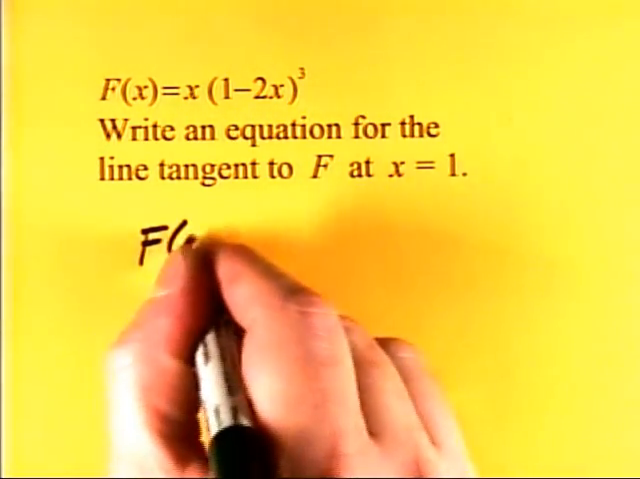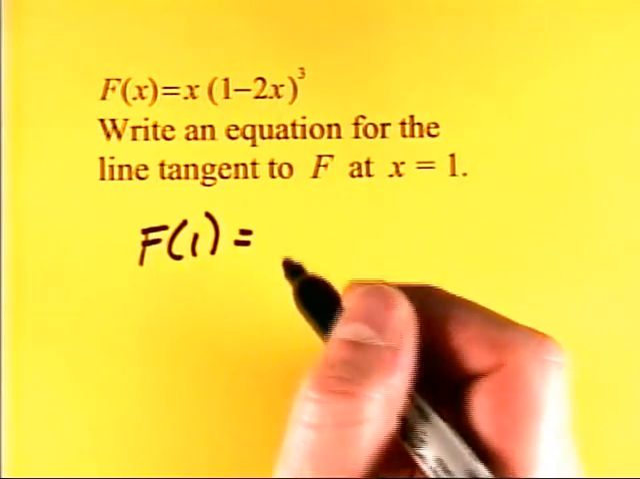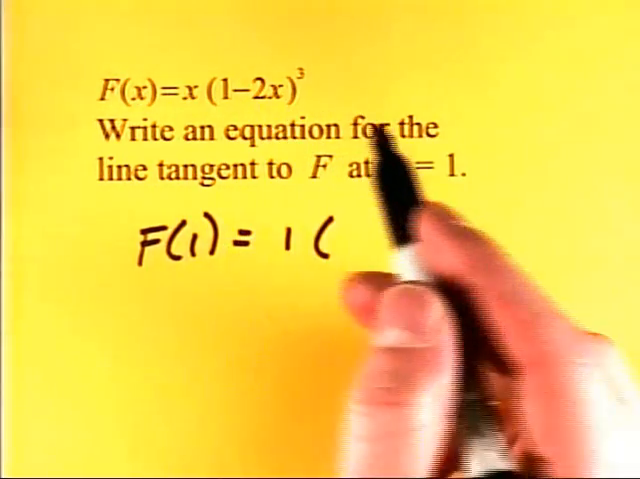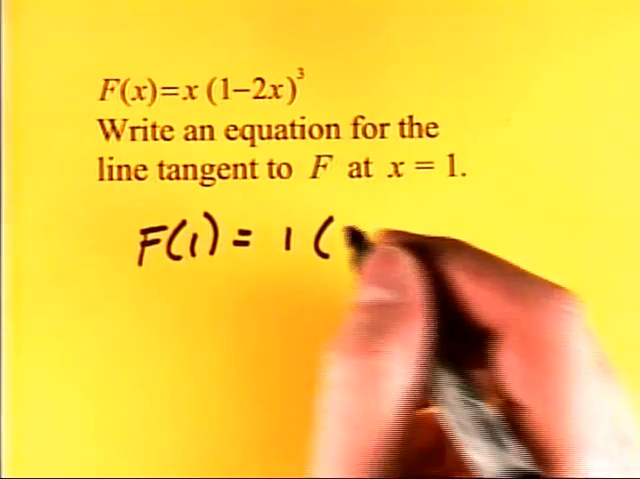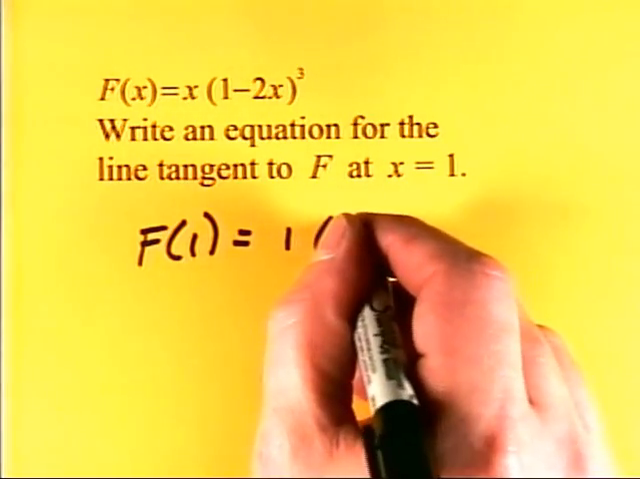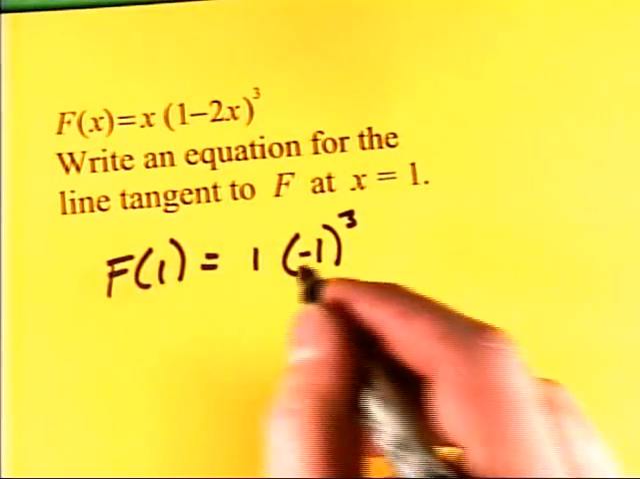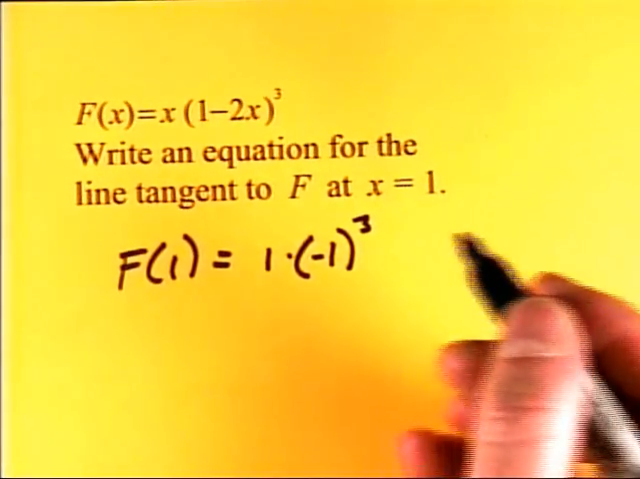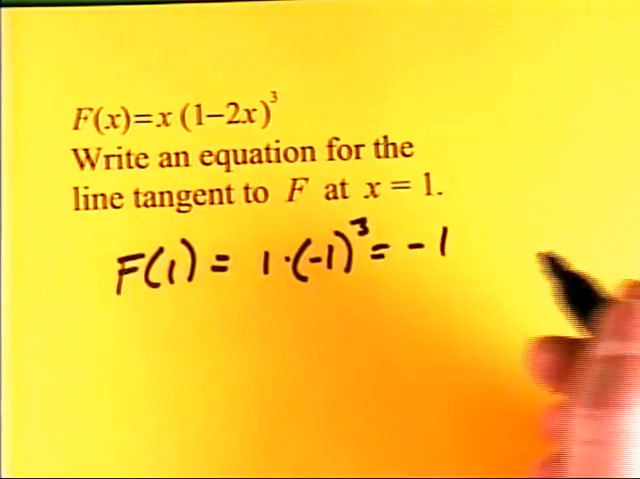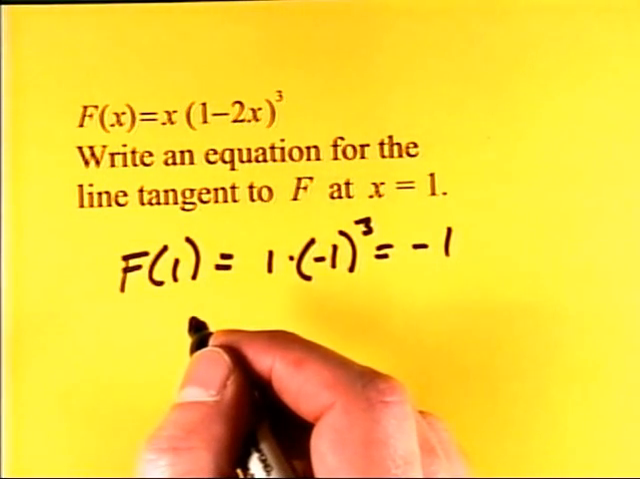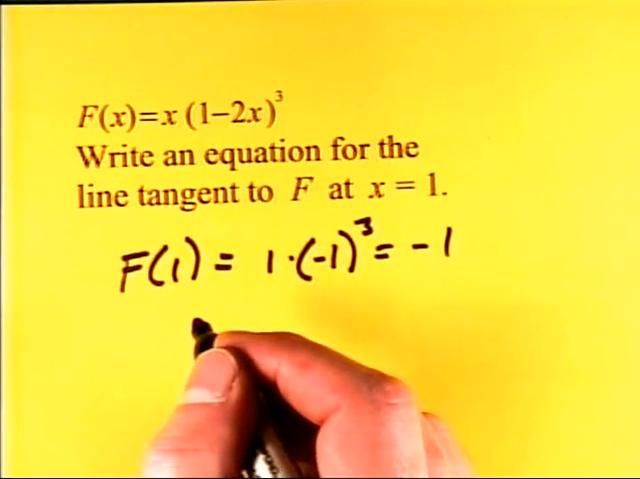Excellent. Man, there is no stopping Miguel, except by Xochitl. Plug in 1. 1 times (1 minus 2 times 1). 1 minus 2 times 1. So it's negative 1. So what's 1 times negative 1 cubed? Negative 1. Excellent. And we need the slope, right? That's another word for slope. You've got to get the derivative.